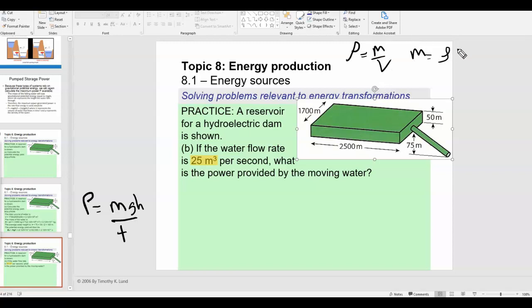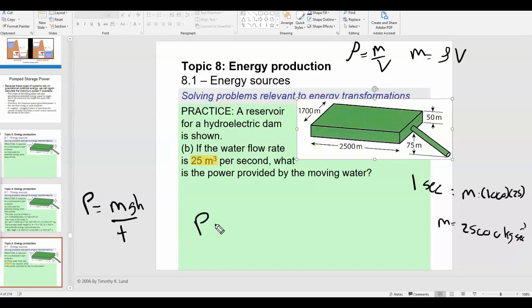And so let's say if the volume flow rate is 25 cubic meters per second, then that means in 1 second, the mass of water that flows would be 1,000 times 25. In other words, in 1 second the mass would be 1,000 times that because the density of water is 1,000. So that's 25,000 kilograms of water per second.